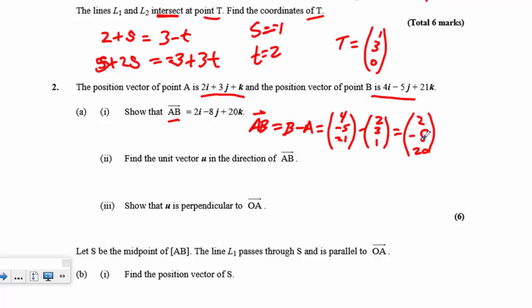So as you can see, 2, negative 8, 20 match these components here, 2, negative 8, and 20. So it is shown. This is done. No problem. Find the unit vector u in the direction of AB.